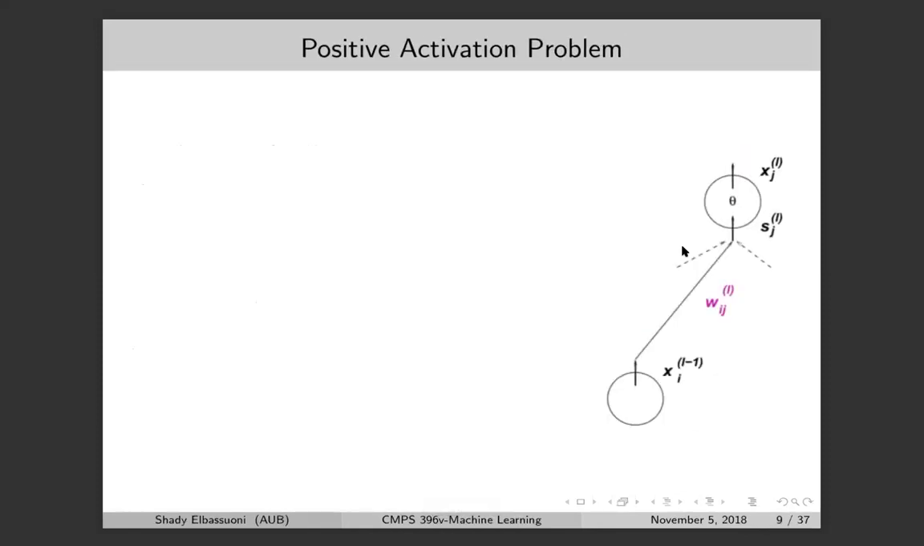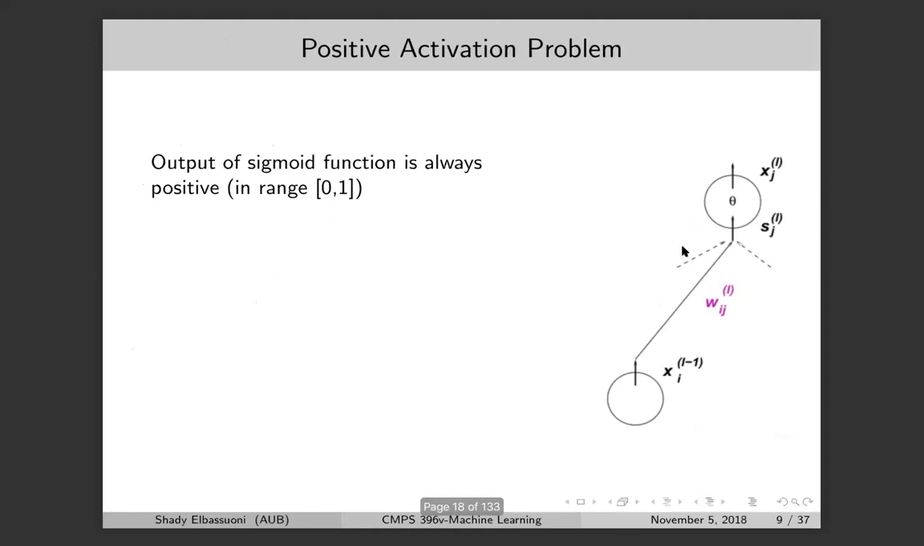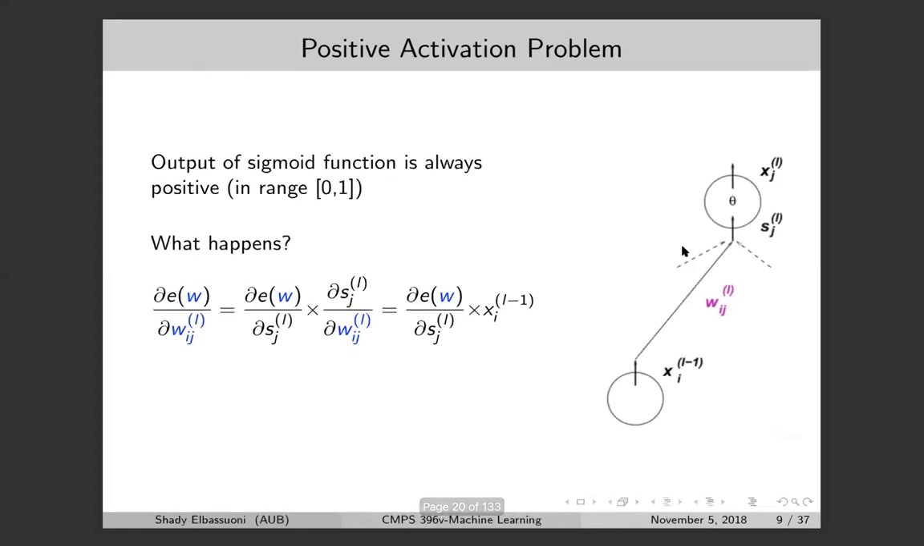Why is this a problem? Let's see. Actually, the output of a sigmoid function is always positive, in the range of 0 and 1. We know that, right? That's the definition of the sigmoid function. So what happens? I have the gradient, the partial derivative of the error with respect to the weight, which is equal to the partial derivative of the error with respect to the signal times the partial derivative of the signal with respect to the weight, using the chain rule, which is this times x_i of L minus 1. We've derived this in the previous set of slides. Okay.